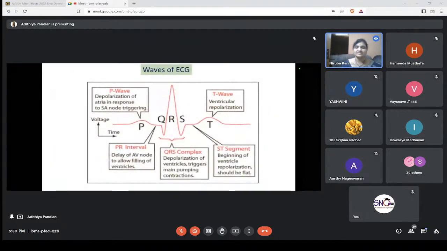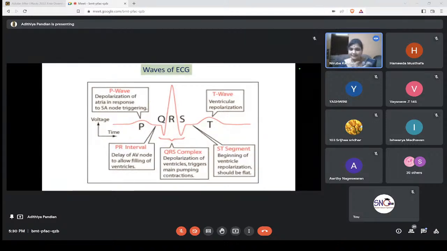Okay, now coming to the waves, I won't go too deep into it. The P wave is the one between the SA node and AV node. Whatever is happening between your SA node and AV node, the bond between them is recorded as your P wave, which is the atrial depolarization. And what is this PR interval? It's all known to you. You have to guess and tell it to me. What is this PR interval?